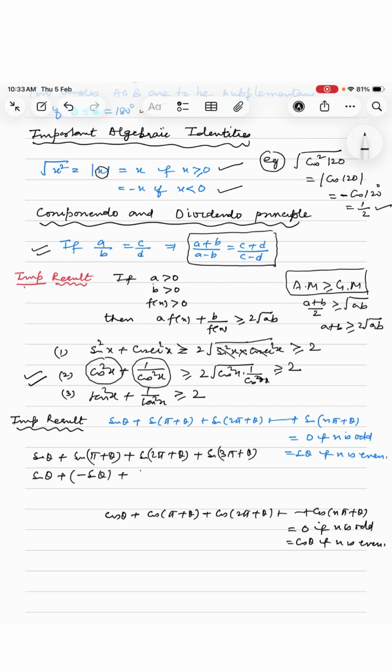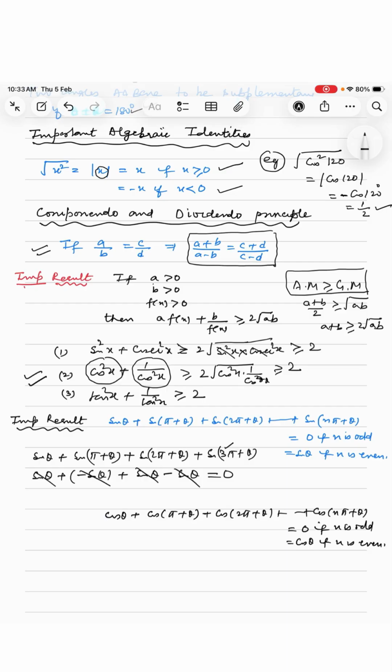Sine 2 pi plus theta is always sine theta. And sine 3 pi plus theta, we can write it as sine 2 pi plus theta, therefore it again becomes minus sine theta. That is why these two will get cancelled. So remember, if you know that n value is odd, the answer is always 0. If n value is even, the answer is always sine theta.